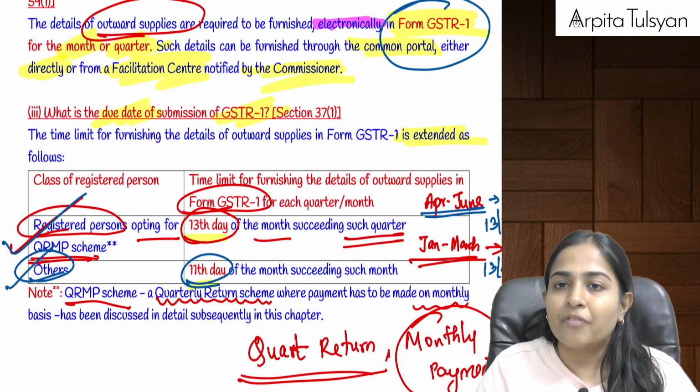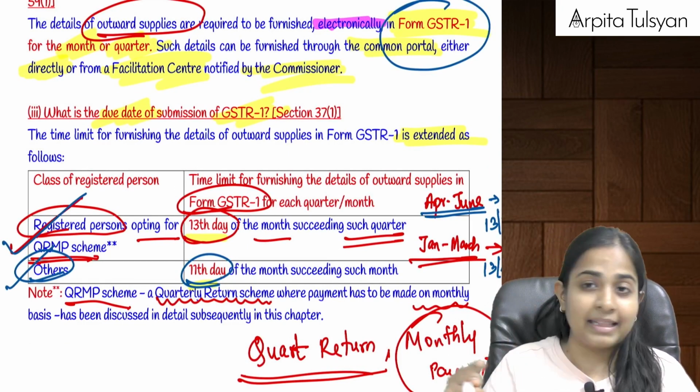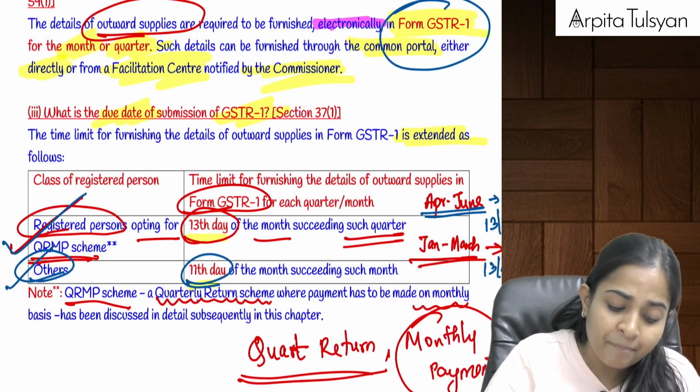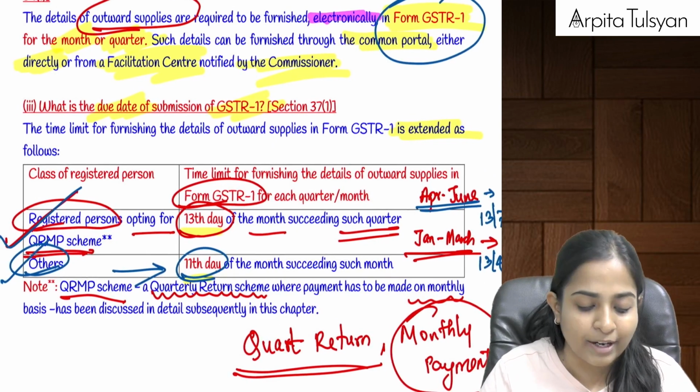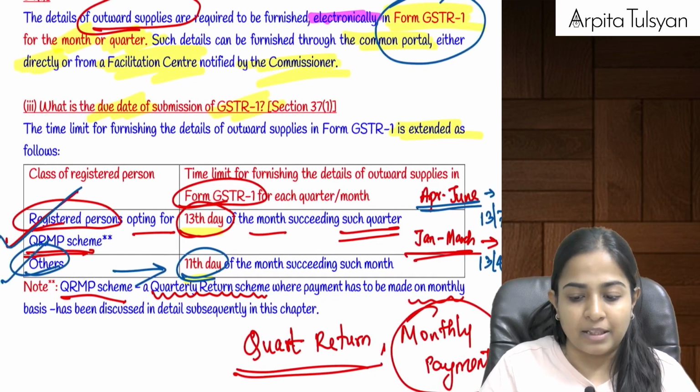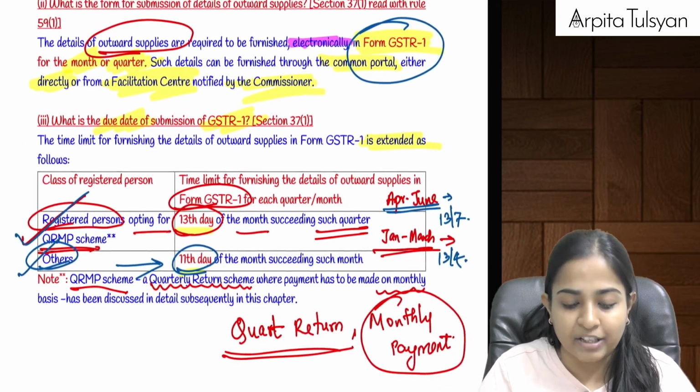Now there are 2 periodicities. This GSTR1 can either be filed monthly. By default, it has to be filed monthly. If it is being filed monthly, the due date for filing this particular return is going to be 11th of the next month. Okay, it is going to be the 11th day of the next month.